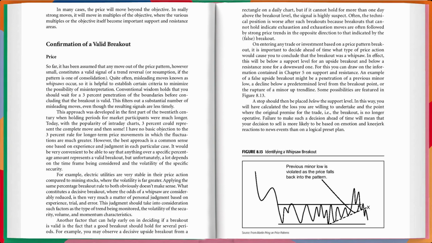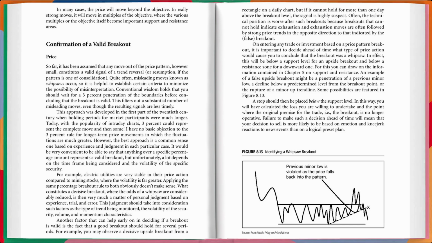of misinterpretation. Conventional wisdom holds that you should wait for a 3% penetration of the boundaries before concluding that the breakout is valid. This filters out a substantial number of misleading moves, even though the resulting signals are less timely. This approach was developed in the first part of the 20th century, when holding periods for market participants were much longer. Today, with the popularity of intraday charts, 3% could represent the complete move, and then some.